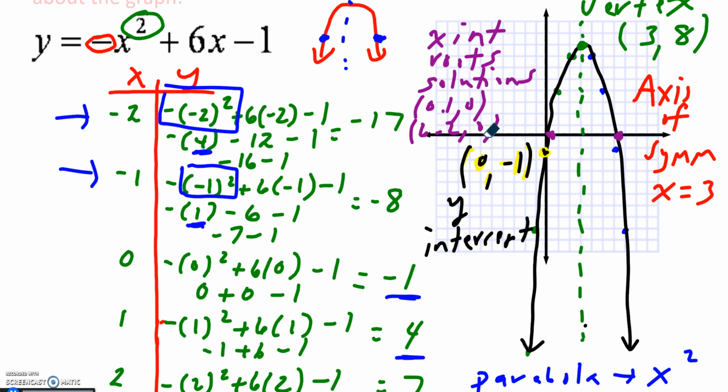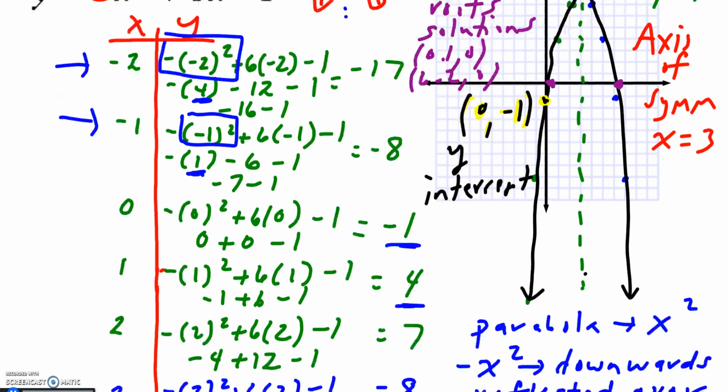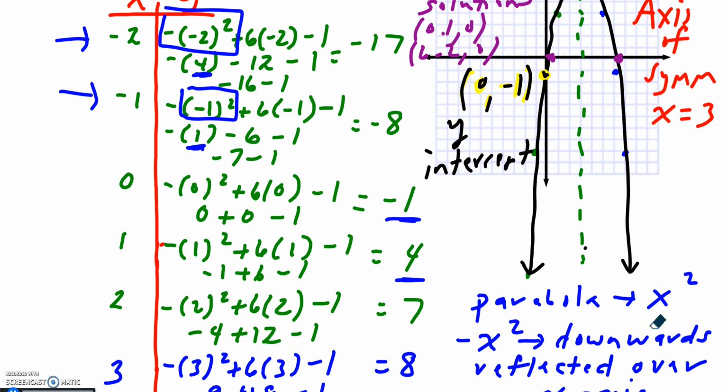So when you're looking at a parabola, some of the main characteristics: x-intercepts, y-intercepts, axis of symmetry, vertex, and then predicting in general what the shape is going to do.